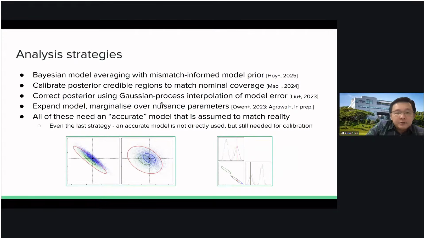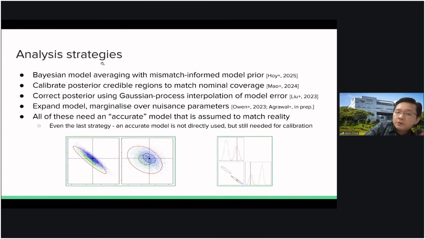Okay, so I'm really running late. So here, it's just some analysis strategies which you can use to reduce the accuracy requirements on waveform models. These are just some that have appeared recently. So you can do something like Bayesian model appraising. So, Alvin, we have maybe 1 minute total, including questions. Okay, sorry about that. Right. So maybe then I'll just leave it here.